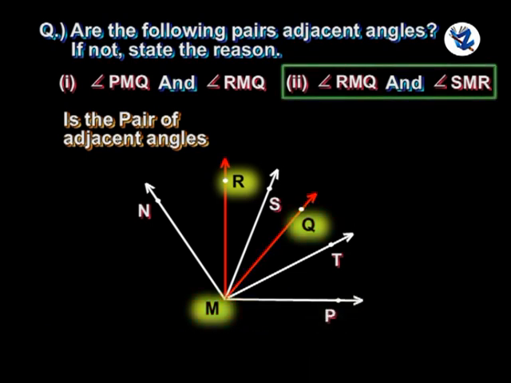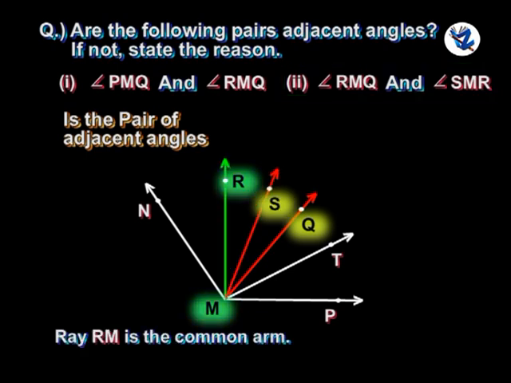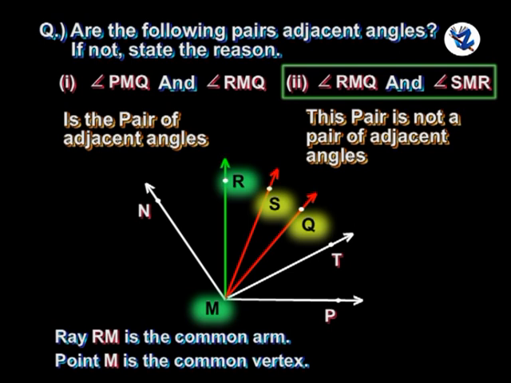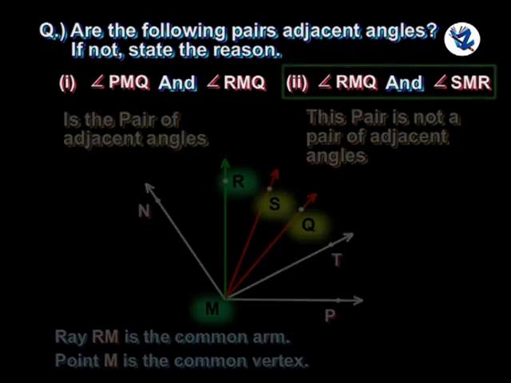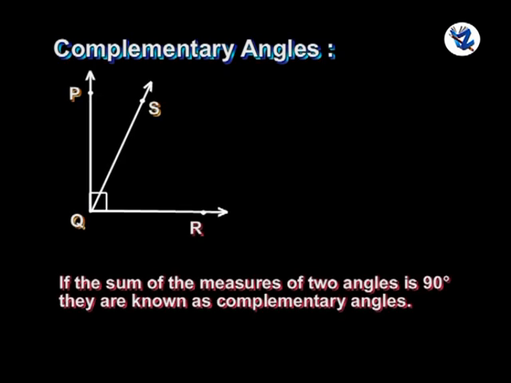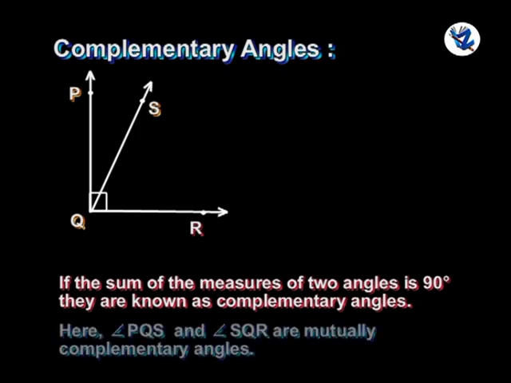Next pair, angle RMQ and angle SMR. Here RM is the common arm, point M is the common vertex, but the interiors of these angles are not completely separate and therefore this pair is not the pair of adjacent angles. Next, complementary angles. If the sum of the measures of two angles is 90 degrees, they are known as complementary angles. Here, angle PQS and angle SQR are mutually complementary angles.